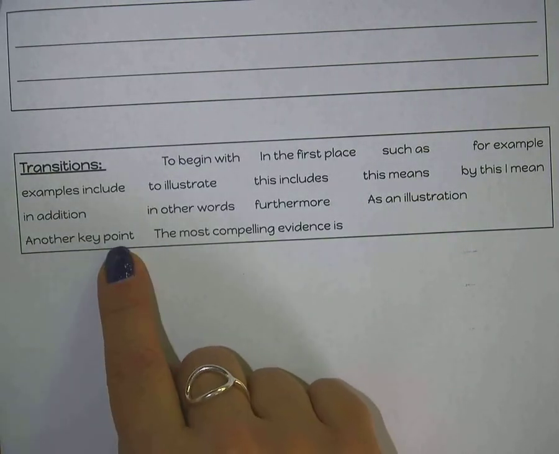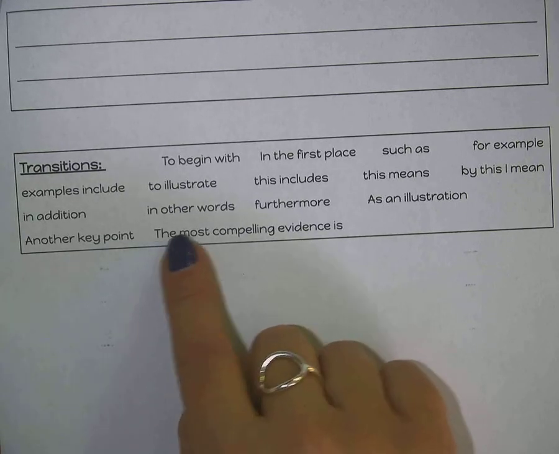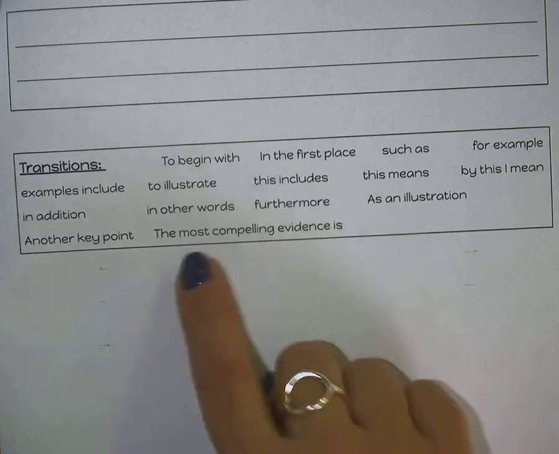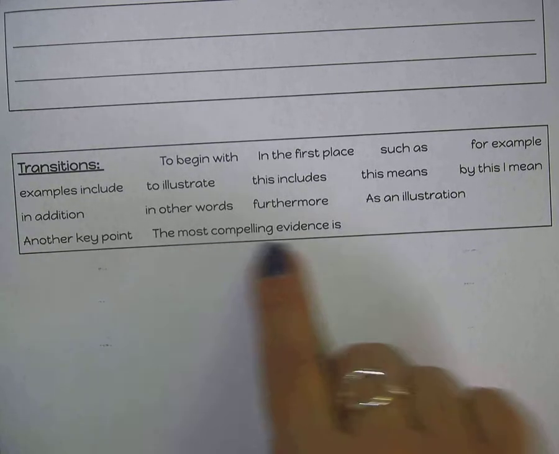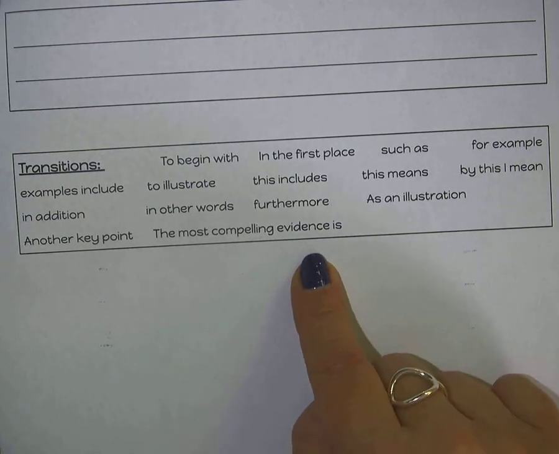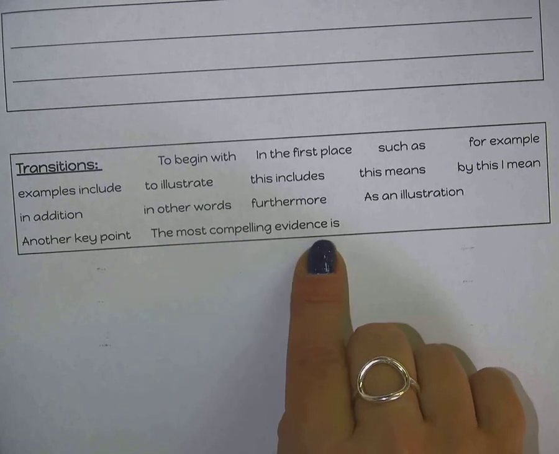Another key point is new to report writing. You might use that when you're going into some of your actual details about your topic. The most compelling evidence is, now this is similar to the most important reason or the most important way. You kind of save that for the end, which is why I have it at the end of your transition box here, because you're going to want to use that giving your most important detail. So you would say the most compelling evidence is.